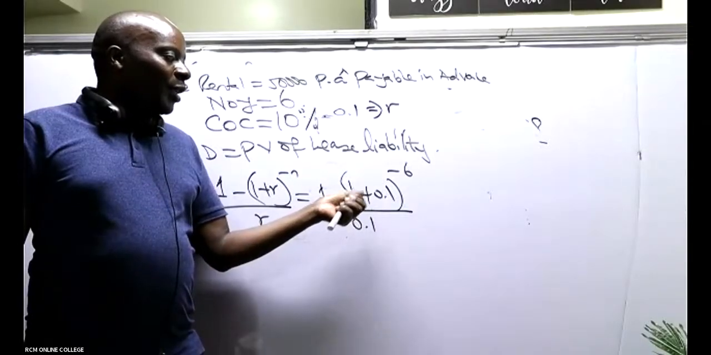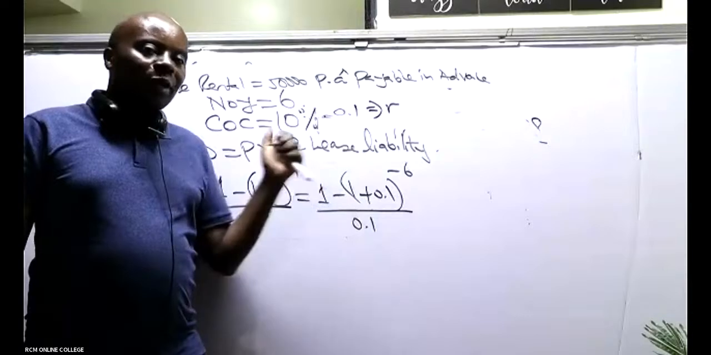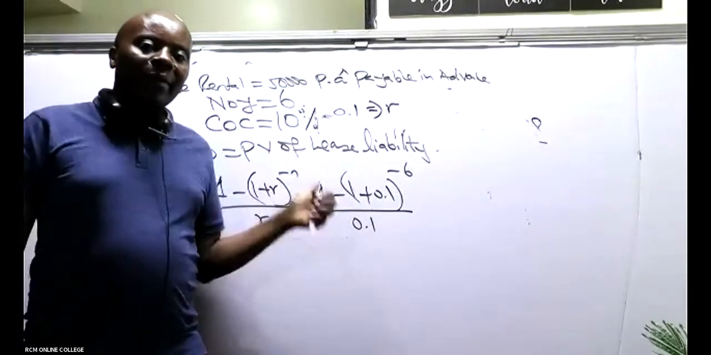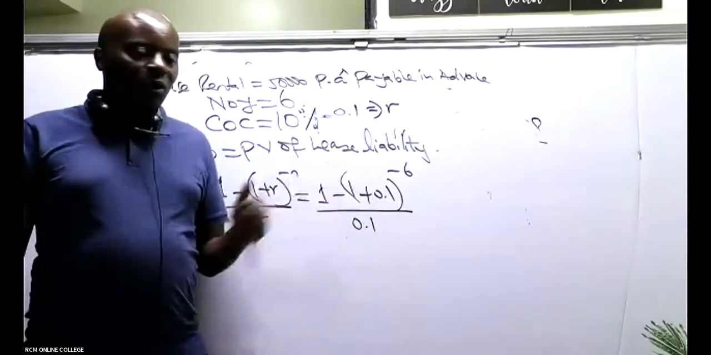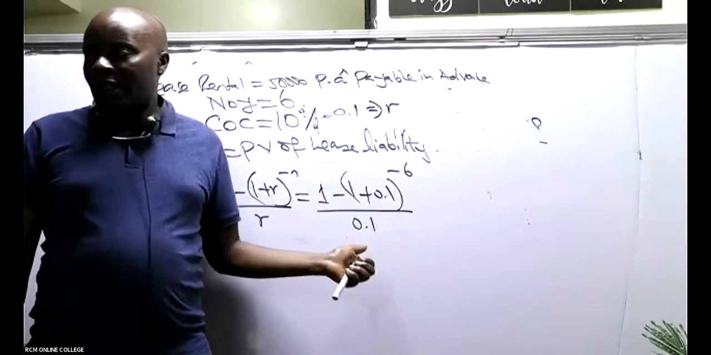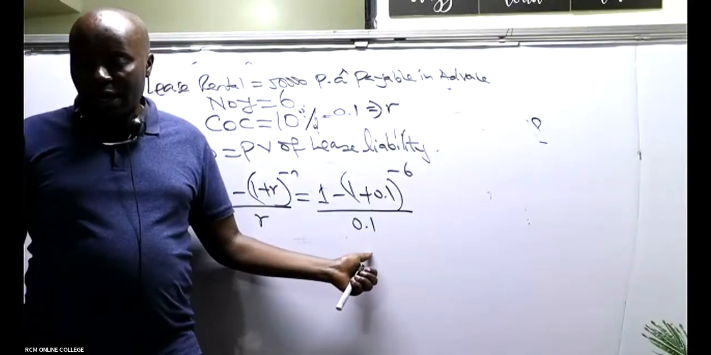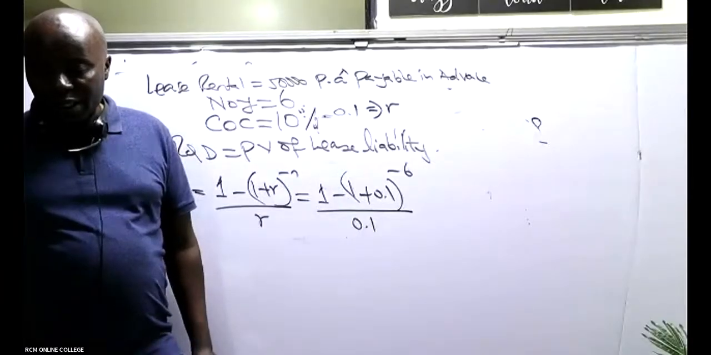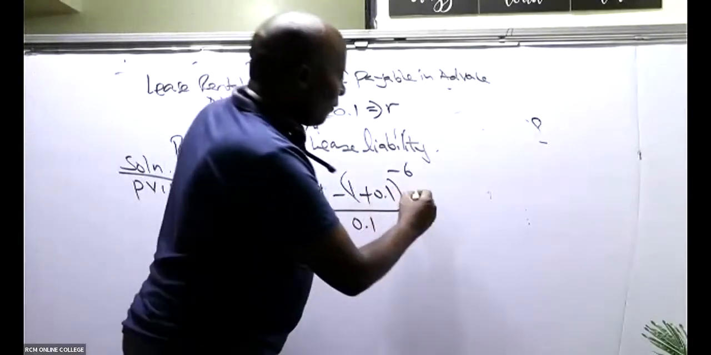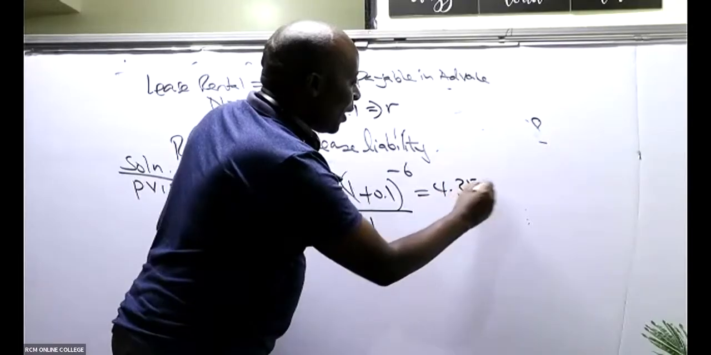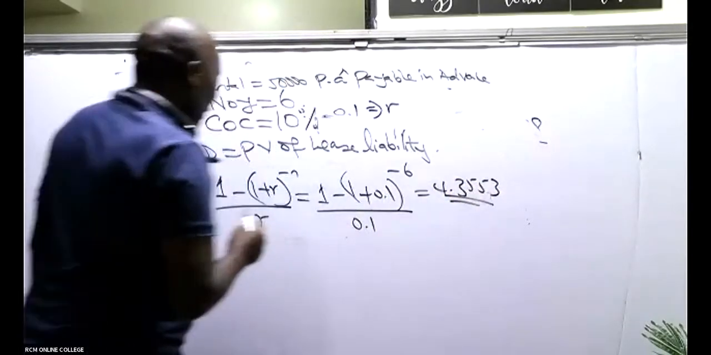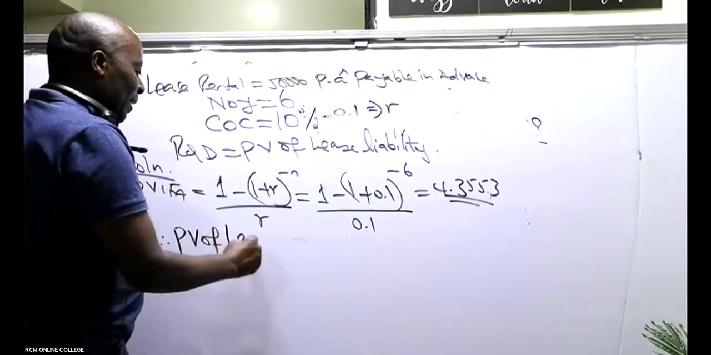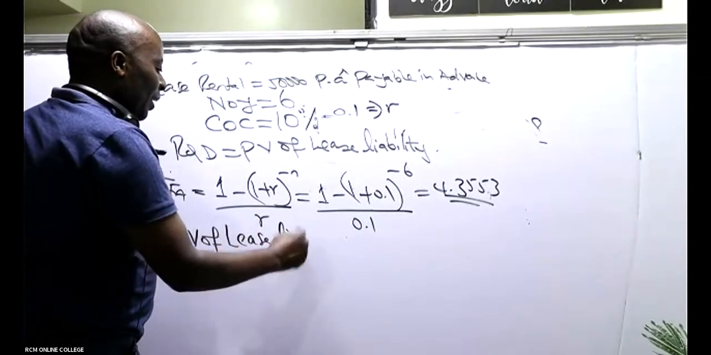So we get 1.1 raised to minus 6. You raise first, and then you say 1 minus the answer. Then you say equals. After that, you say divided by what here? 0.1. What are we getting? We are getting 4.3553.